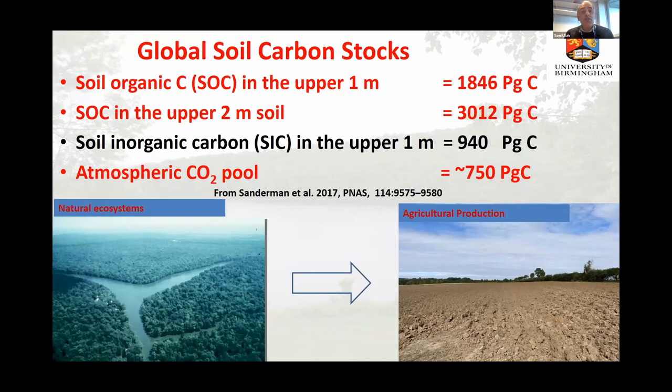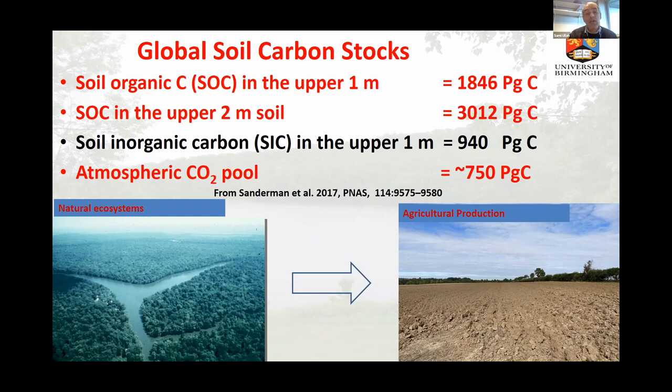So here we show the total soil organic carbon stocks in the upper 1 meter are about 1800 petagrams of carbon. The same stocks in the upper 2 meters outside is about 3000 petagrams of carbon. Soil inorganic carbon stocks are about 940 petagrams of carbon. I'm not touching more on the inorganic carbon stocks, but if there are any questions in relation to the threats to this carbon pool, I could explain further. And the soil carbon stocks are way larger than the atmospheric carbon pool. However, we have lost a lot of soil carbon stocks, mainly by converting natural ecosystems to agricultural production systems.